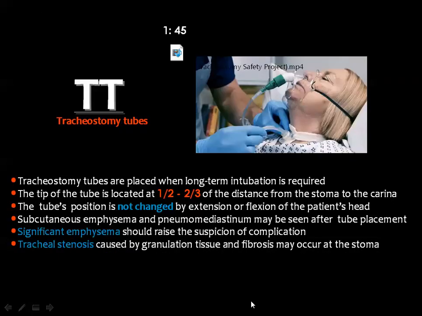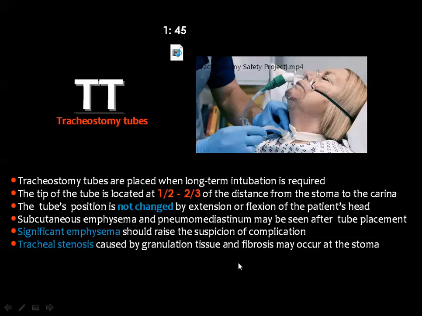Then we came to the tracheostomy tube, and these tubes are placed when long intubation is required. The tip of the tube is located about half way or two-thirds of the distance from the stoma to the level of the carina. This tube is not changed by extension or flexion of the patient's neck. If you insert a tracheostomy tube, you expect some subcutaneous emphysema and pneumomediastinum. Surgical emphysema, if it is progressing or very large, then you consider complications.